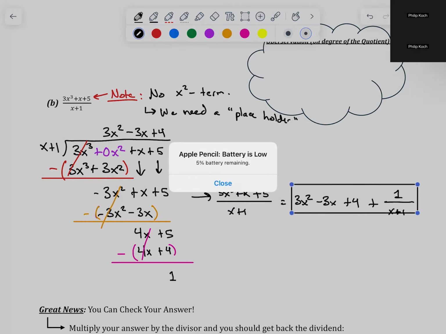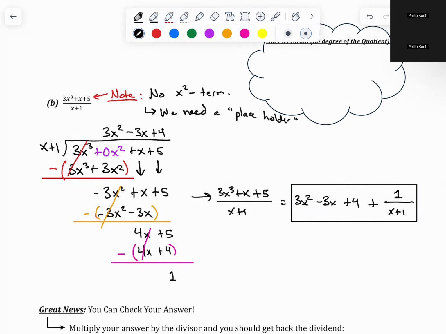How does this thing die so quickly? How does my pen die so quickly?